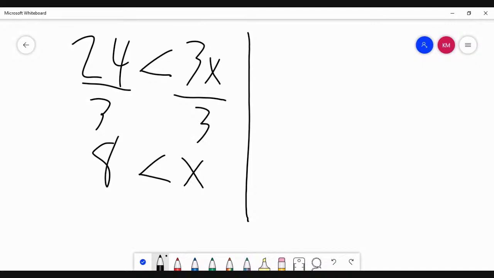Now, for graphing purposes, or for those who like to write their letters from left to right, because mostly when you're doing an inequality statement, the variable always comes first. Therefore, if I write x first, that means my inequality changes, or it flips and points in the same direction. So if 8 is less than x, that means x is greater than 8.